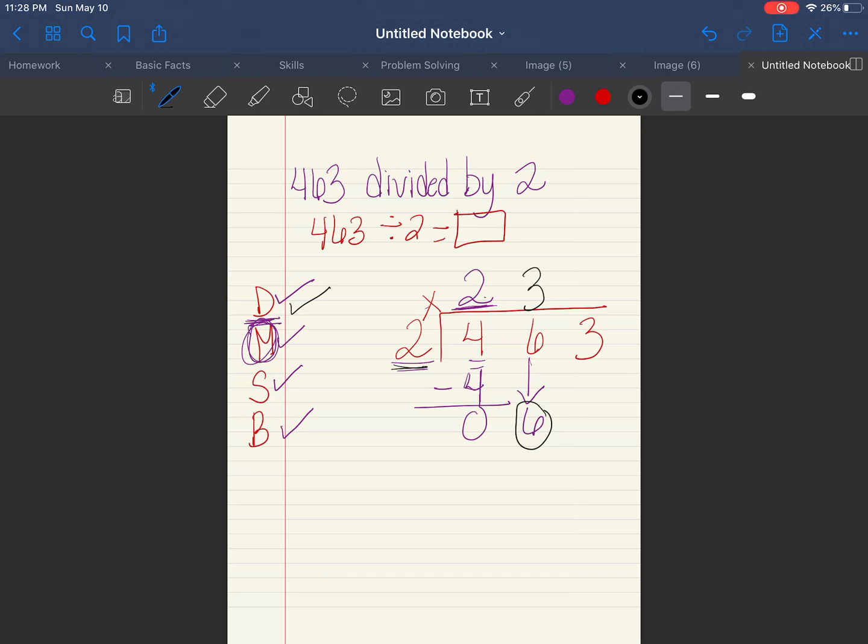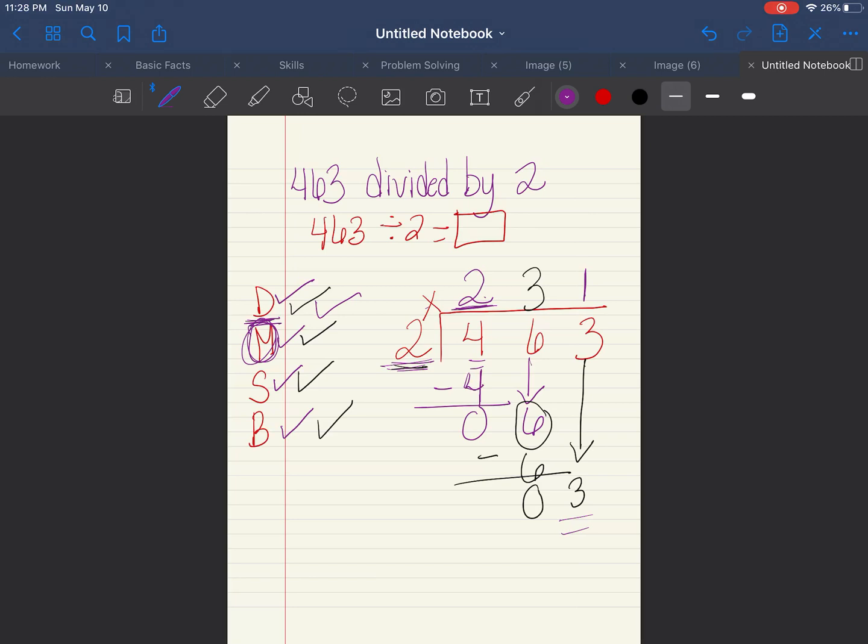How many times can the 2 go into the 6? We know 2 times 3 is 6. So that means I just divided. So now I'm going to multiply. 2 times 3 equals 6. Write it down. Subtract. 6 minus 6 equals 0. Bring down. The last digit will be a 3.